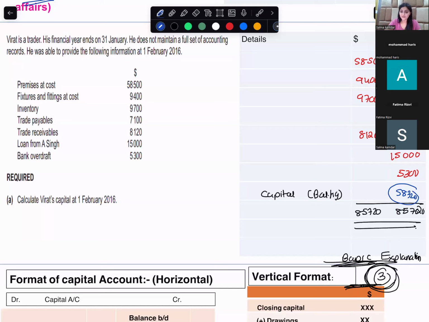58,320. So with this, we basically complete your preparation of statement of affairs, which is as good as your statement of financial position, and finding out profit in the absence of purchases and sales. Okay?